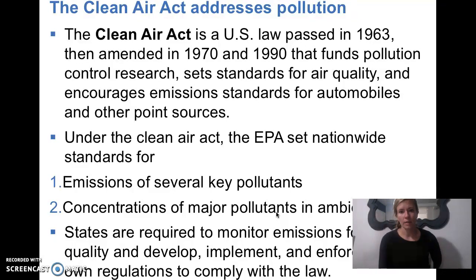And under the Clean Air Act, the Environmental Protection Agency, the EPA, set nationwide standards for emissions of several key pollutants. So they set levels that are allowed to be emitted of certain pollutants, and also standards for concentrations of major pollutants in ambient air. Remember, ambient air is the air that's outside. And states are required to monitor emissions for air quality and develop, implement, and enforce their own regulations to comply with the law.